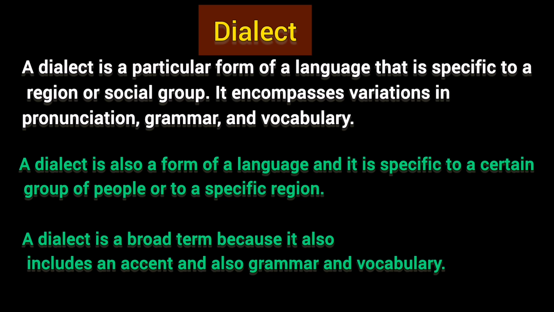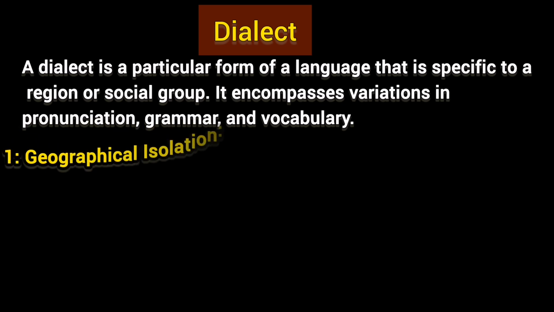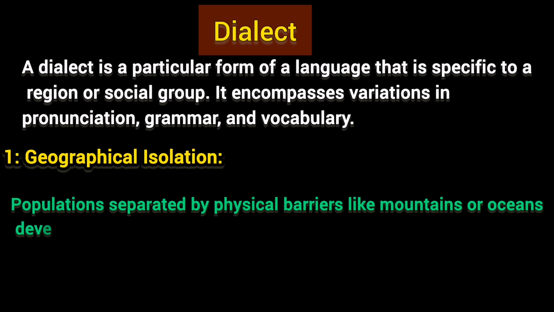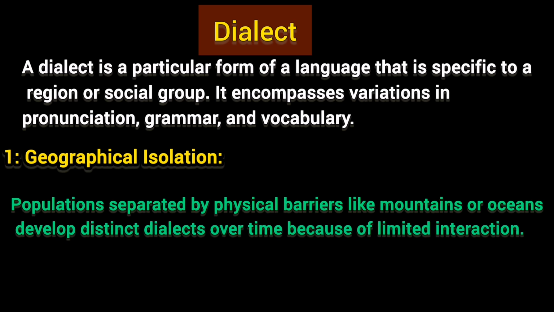There must be a question in your mind: why do members of the same language develop different pronunciation, vocabulary, and grammar? There are many reasons, and some of them are: geographical isolation. This is one of the main reasons that people get variation in the same language and start developing a different dialect. Populations separated by physical barriers like mountains or oceans develop distinct dialects over time because of limited interaction. Those who live in isolation from other native speakers will develop a new variety in their language, with variation in their speaking style and somewhat different vocabulary, etc. Specifically, it happens due to limited interaction.